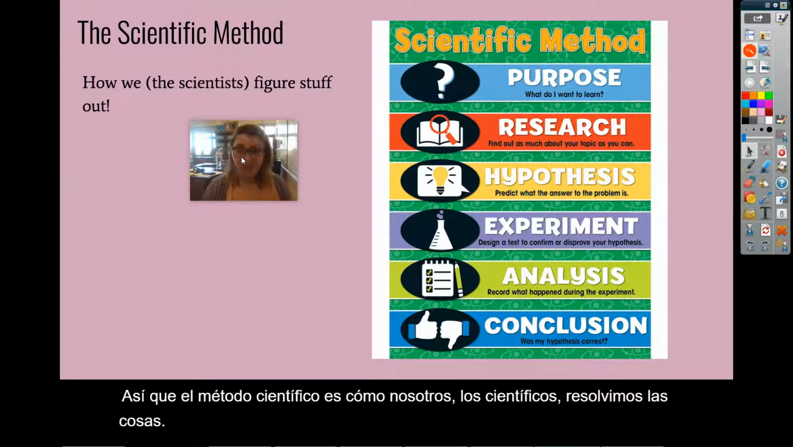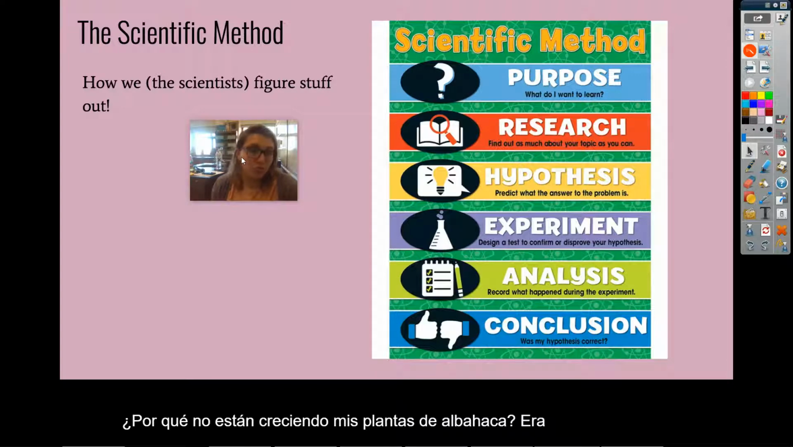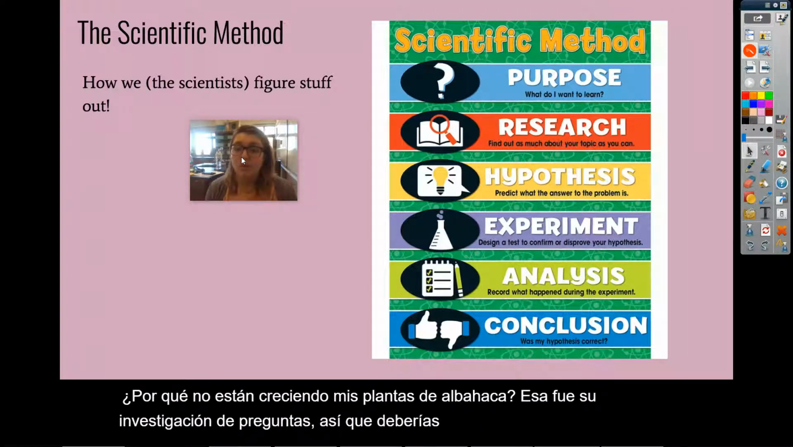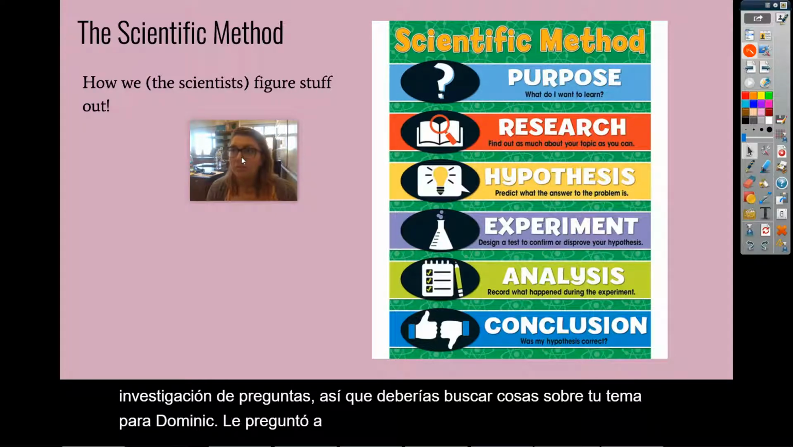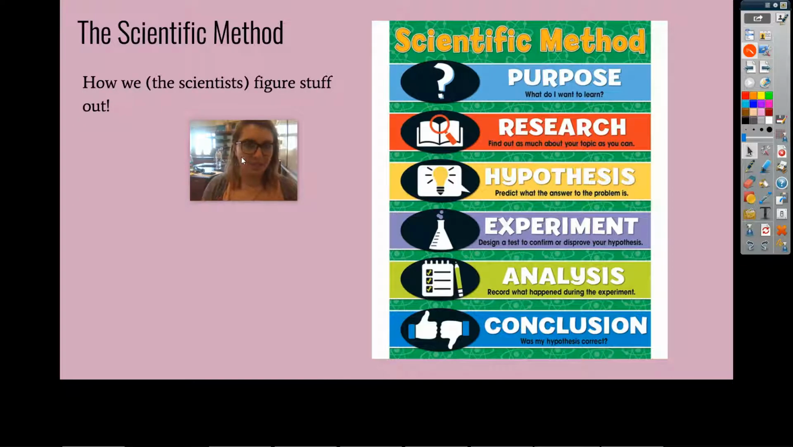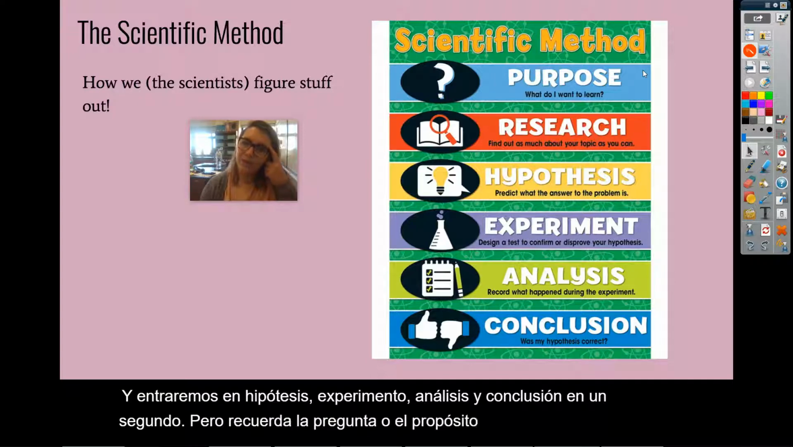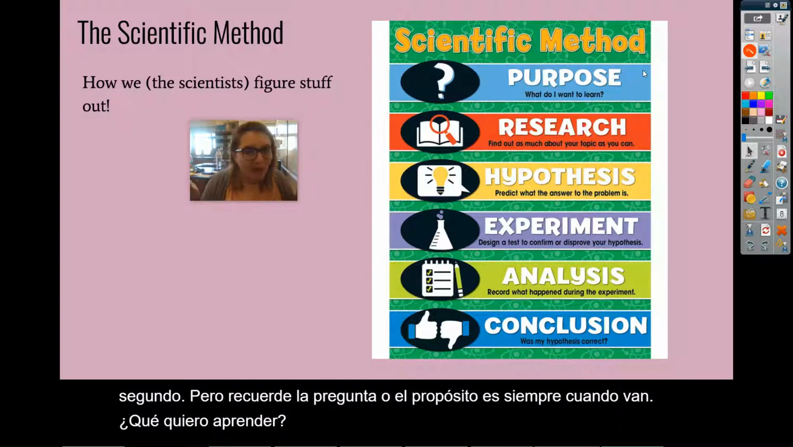So at the beginning of every experiment, there's a purpose or a question. So for Dominic, he was like, why aren't my basil plants growing? That was his question. Research. So you should look up stuff about your topic. For Dominic, he asked his grandma. He also used what he already kind of knew about the basil. He had looked at his basil plants before. And we'll get into hypothesis, experiment, analysis, and conclusion in a second. But remember, the question or the purpose is always when they go, what do I want to learn? So for Dominic, why aren't my basil plants growing?